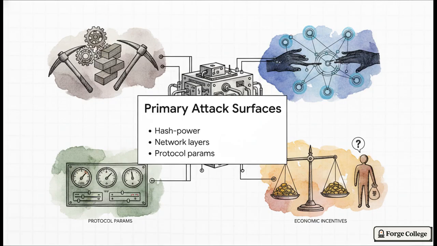First up is hash power control, so the mining side. If an attacker gains too much power, they can actually double spend or just censor transactions completely. Second, we've got network layer attacks. This is essentially messing with how blocks propagate to isolate parts of the network. Third are protocol-level parameters, things like block size and interval. If you tweak those, you change the network's entire relay load. And fourth, client and economic incentives, basically the human element, like the temptation for selfish mining.